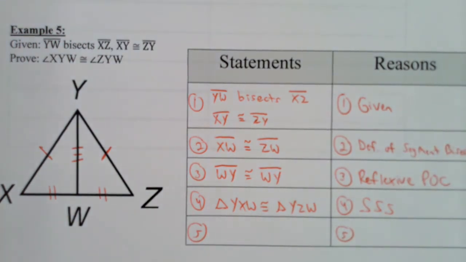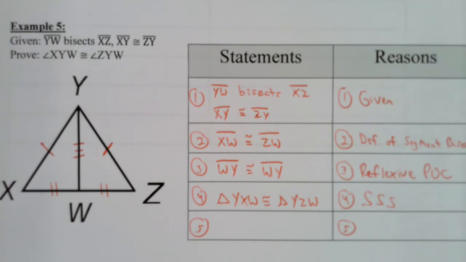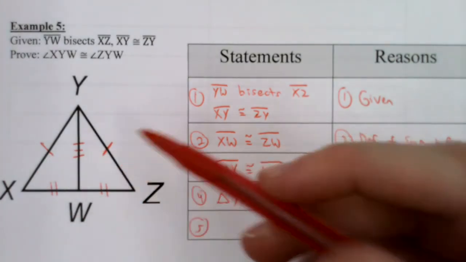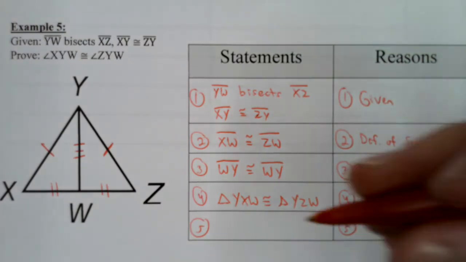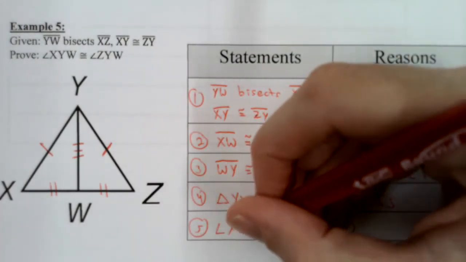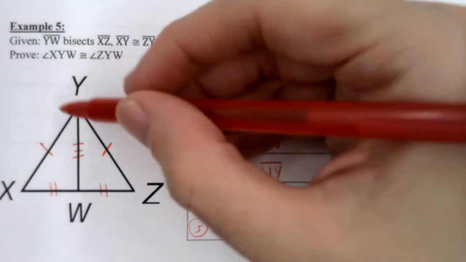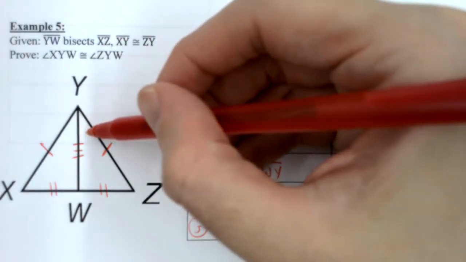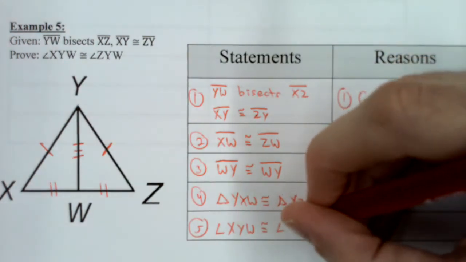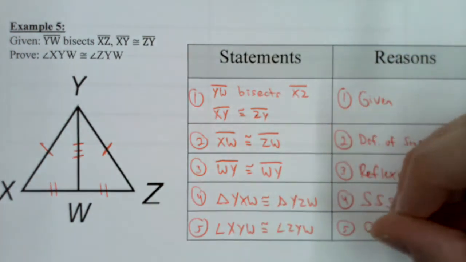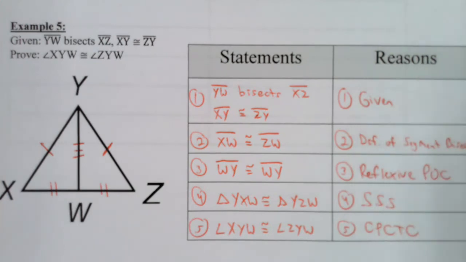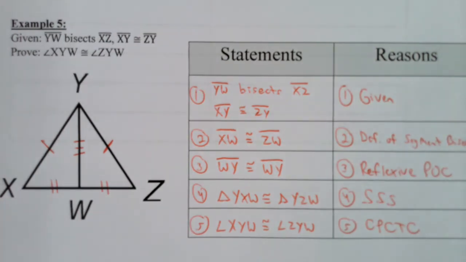And now, since I have the two triangles congruent, I can say that all 6 corresponding parts are congruent. Think back to lesson 1 when we did that. So I can say that angle XYW, that angle up top, is congruent to this angle up top, angle ZYW, because corresponding parts of congruent triangles are congruent.